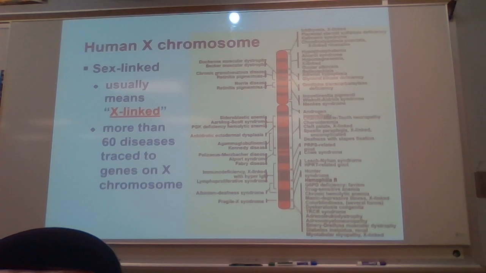There's a lot of eye stuff on here, some metabolism-linked traits, all kinds of different things. Hemophilia is down here towards the bottom. Diabetes insipidus is on here. So, all kinds of different genes that are important. Color blindness is down here towards the bottom.